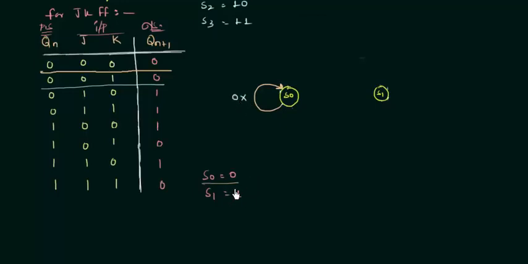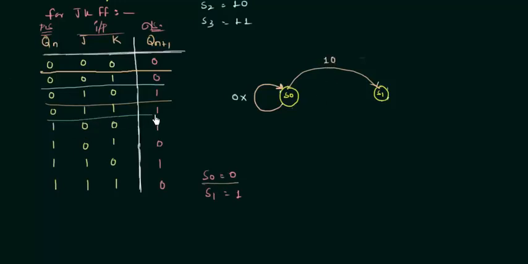Okay, similarly we will check for the third case. When the present state is 0 and J is 1, K is 0, the next state will become 1. Now this time we are going from one state to other. We are on S0 and we are going on S1, and in that case J is 1, K is 0.